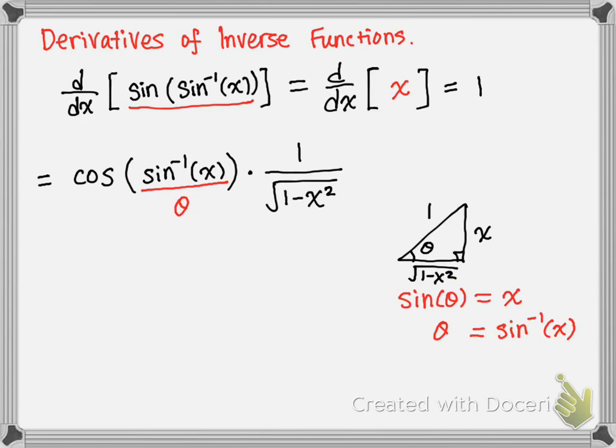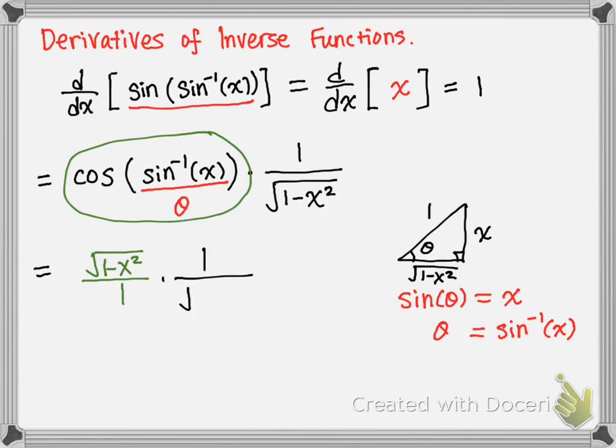So basically, cosine of that angle theta is going to give you this whole thing. Cosine of theta is adjacent divided by hypotenuse, so divided by 1. But then you multiply by 1 over square root of 1 minus x squared. These two are exactly reciprocal of each other. You get 1 back. So either route you take, you're going to get the same derivative when you do it right.